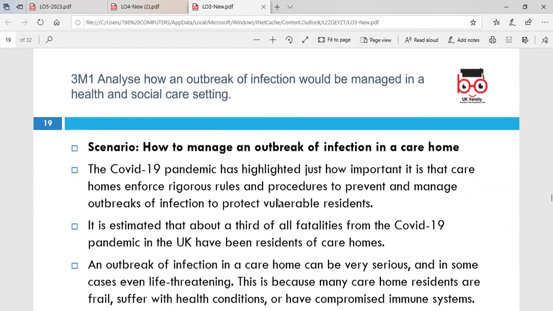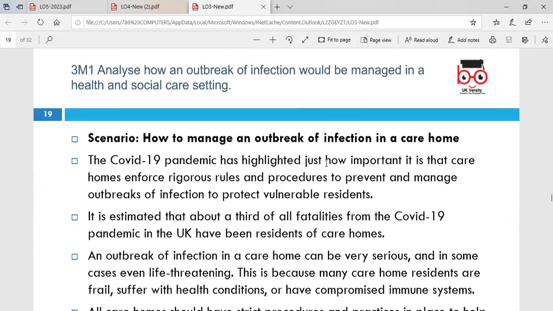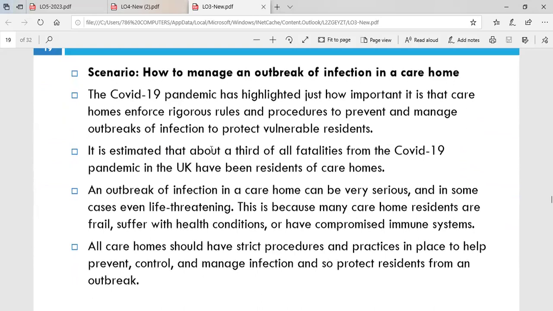Then you're analyzing how an outbreak of infection would be managed in a health and social care setting. How to manage an outbreak in a care home. The COVID-19 pandemic highlighted care homes, which need rigorous rules to be implemented. It was established that a third of all fatalities from the COVID-19 pandemic had been in residents of care homes because they're already living in difficult situations.